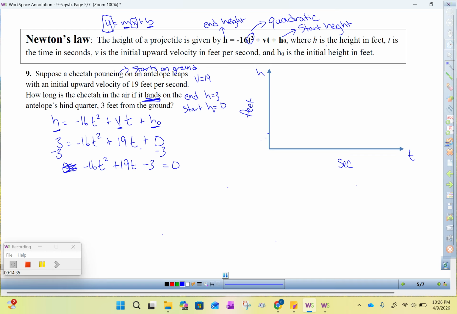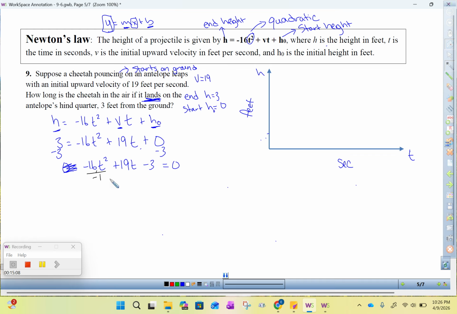Okay, so with this, negative 16, 19, and negative 3, there's nothing in common with all three. But there's this negative that's showing up. And in fact, Newton's law has that negative 16 that's a constant, so it will always be there. So what we're going to do is really factor out a negative 1, but because these have lots of steps, instead of writing the GCF factored out like we normally would, I'm going to have you just divide it away.